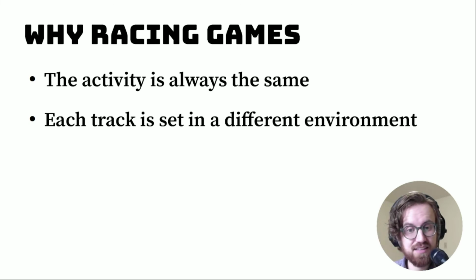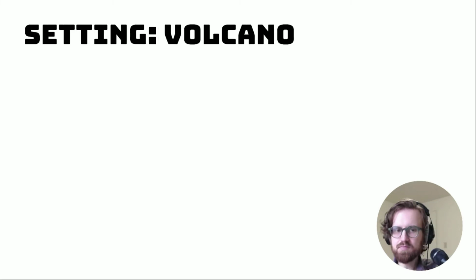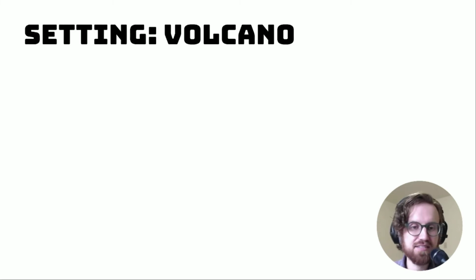Number two, the track, the setting there, it's always different, always in a different environment. So even though the action's the same, the setting's different. And that lets the student focus on that setting. It lets them kind of isolate it. And there's hundreds of games that the students can use to compare. And chances are they've already played something like a racing game before. So I just picked a setting kind of at random. A lot of racing games seem to be set around volcanoes. Sometimes there'll be at least one track that's set in some sort of magma volcano environment.